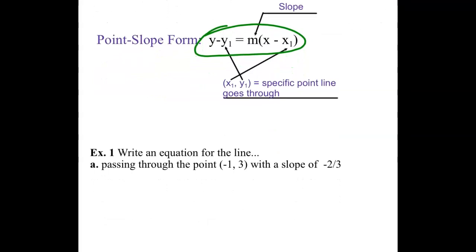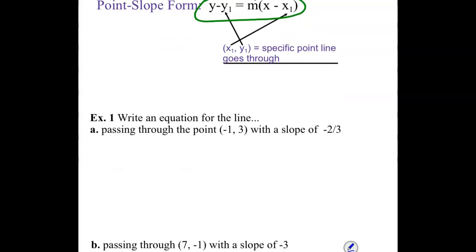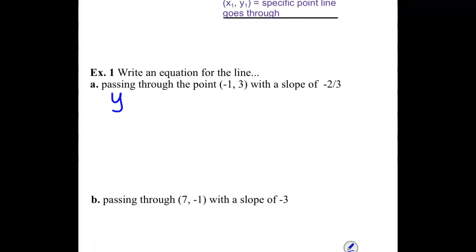All right, so we're going to write an equation for a line that passes through the point -1, 3, and has a slope of -2/3. I want you to start memorizing these formulas. The more you write it, the easier it is to learn it. So we're going to start out by just writing the equation down. y minus y sub 1 equals m times x minus x sub 1.